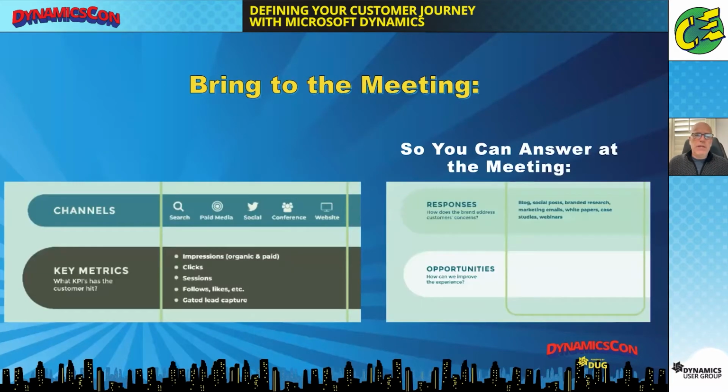So, bringing to the meeting, as you look at each phase of the journey, and we're just looking at the awareness phase here, we're going to look at our channels. For our website leads, search was involved, SEO was involved, paid media was probably involved. There were probably social campaigns involved. There may have been conferences driving traffic to the website. The website itself is one of the channels we want to look at here. And then what kinds of metrics are we measuring to determine success? What are our KPIs?